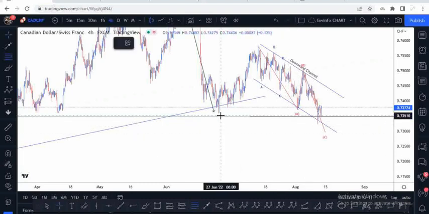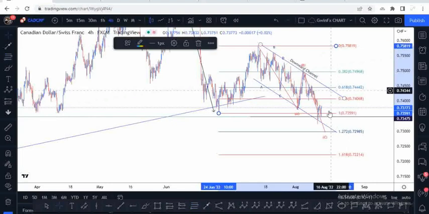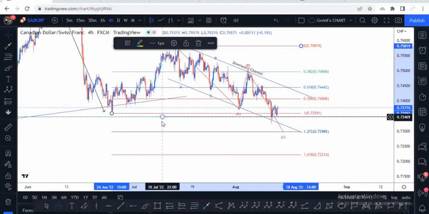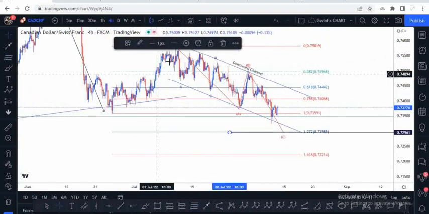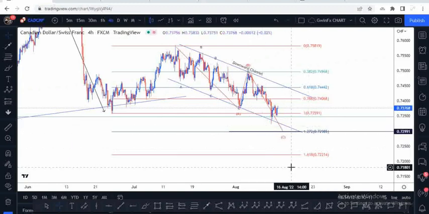First, we've achieved the 38.2, and the next target is expected to be around the 127 Fibonacci extension of this swing here. You guys understand that I like to target 127. So this is going to be your next target, the best area to look out for: 0.73.